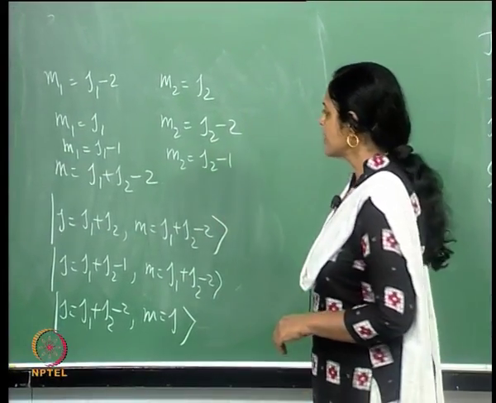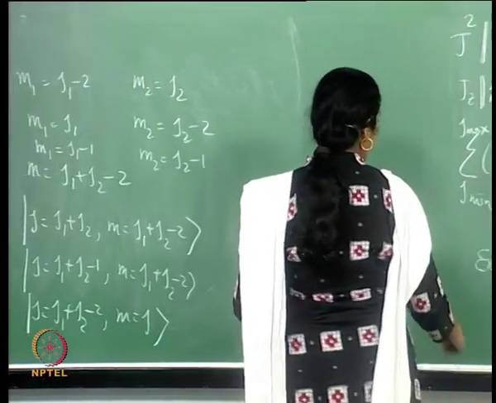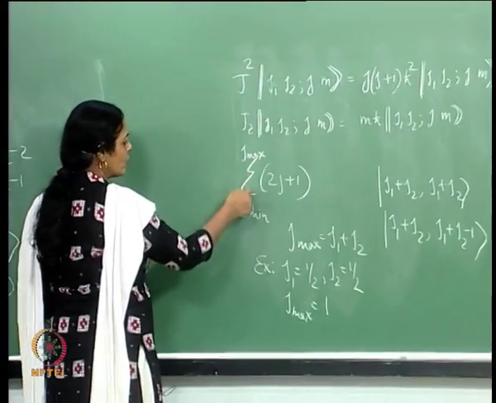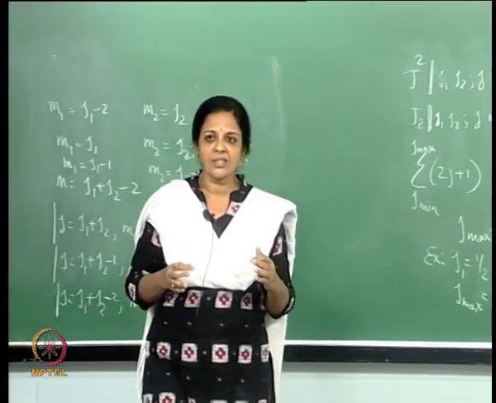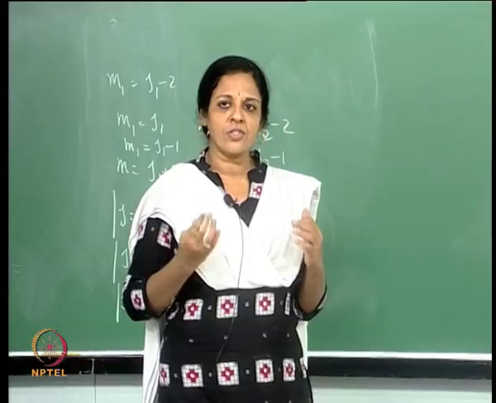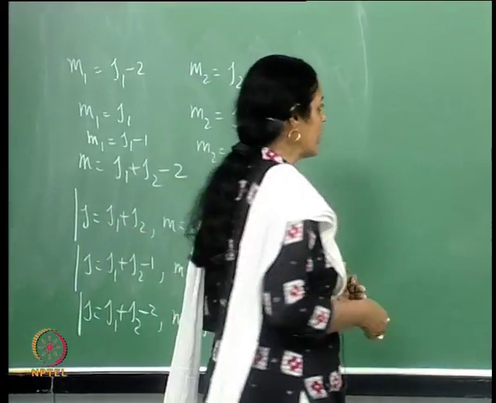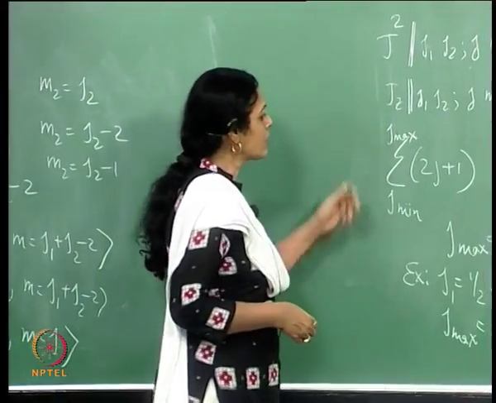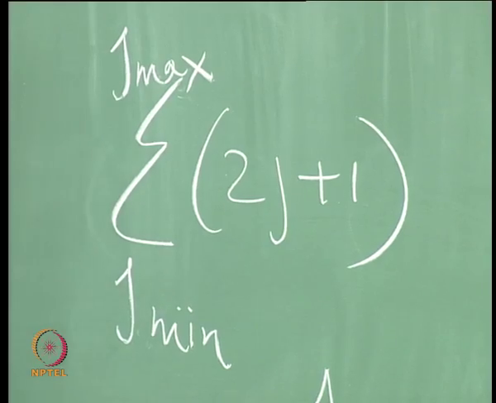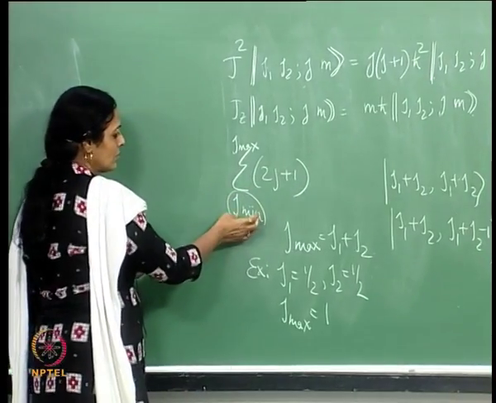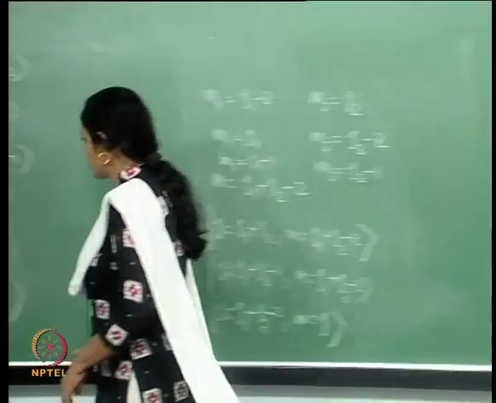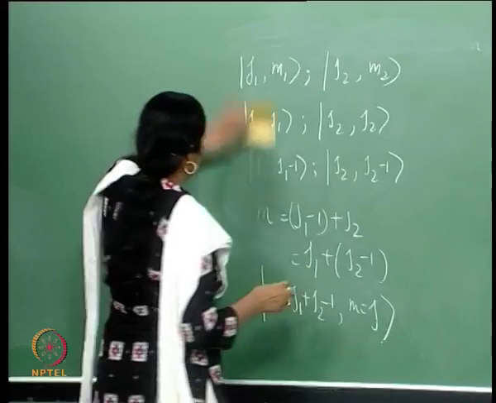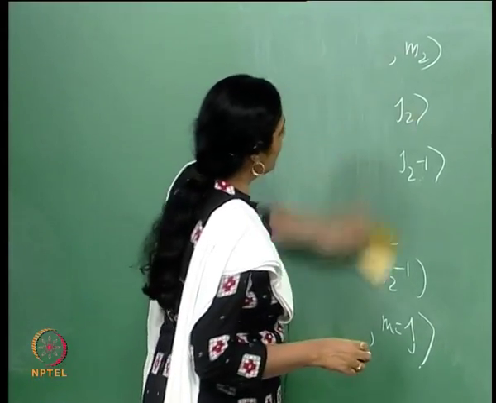I go on in this manner, and therefore I realize that j reduces in steps of 1. So j starts with j1 plus j2, comes down in steps of 1, and those are the possible values of j, except that I should now know what is j minimum, and that can be easily found out by arguing in the following manner.